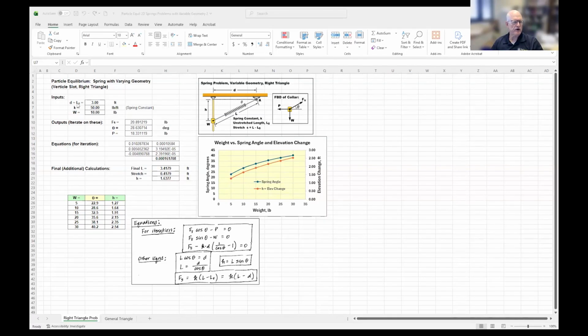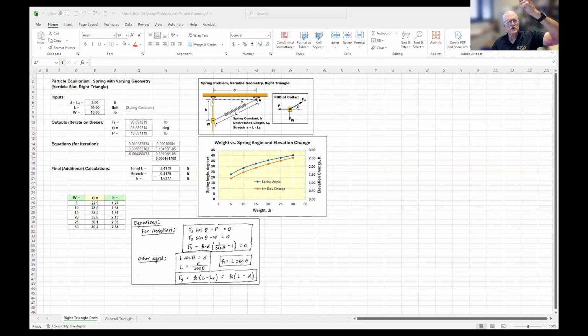And our inputs are the original length of the spring. So the original position of the spring is horizontal. Theta is 0. The original length of the spring is 3 feet in this particular problem. The spring constant is 50 pounds per foot.